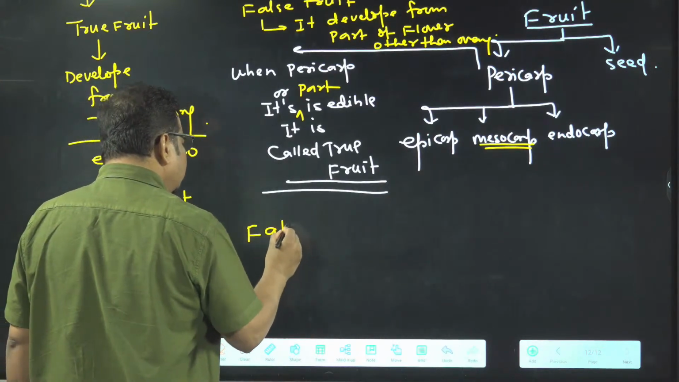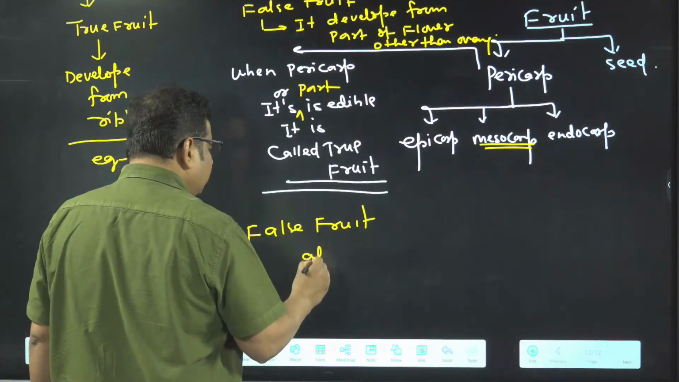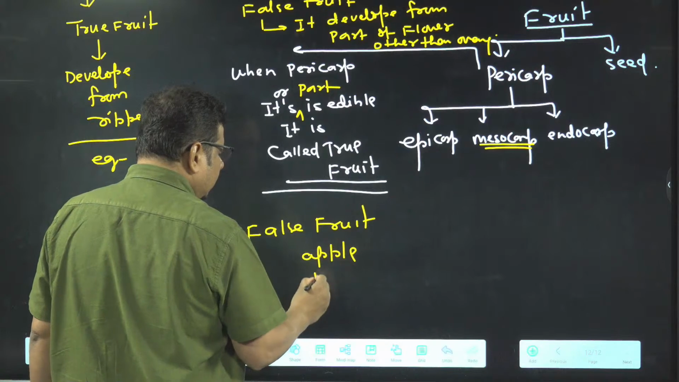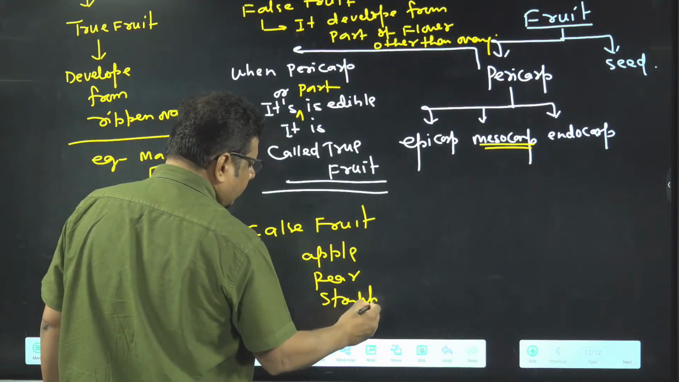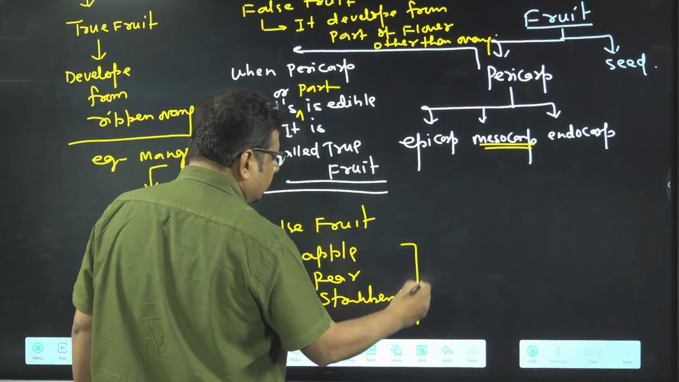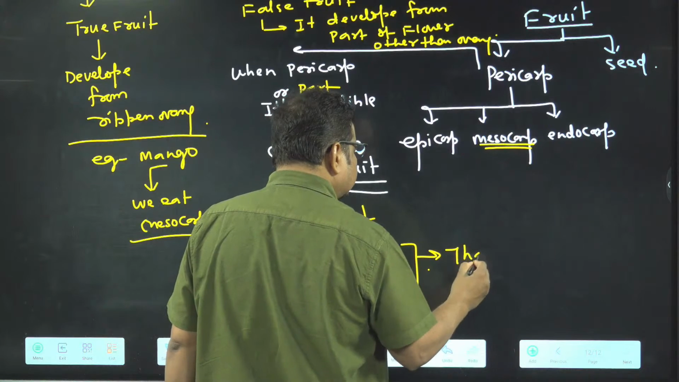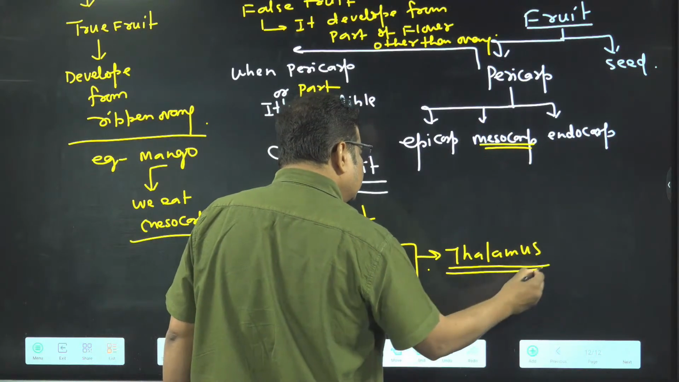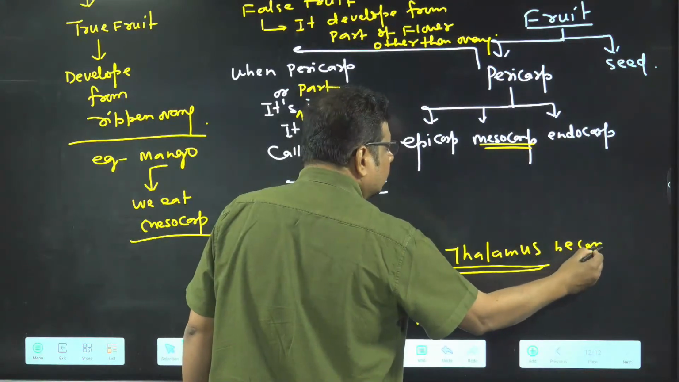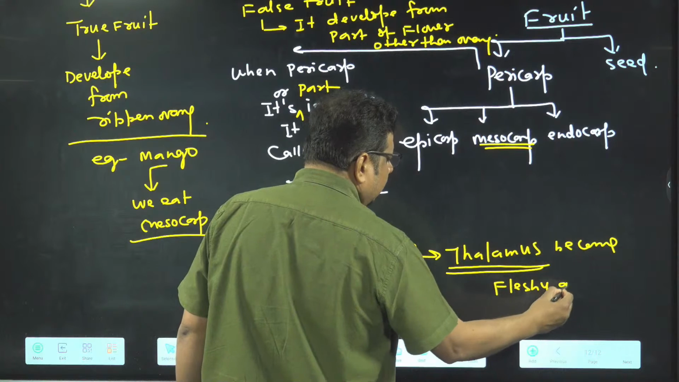So for false fruit, you can just write examples: apple, pear, strawberry, etc. Here, what are we eating? Thalamus. Thalamus is not a part of the ovary. So the thalamus is fleshy and edible.